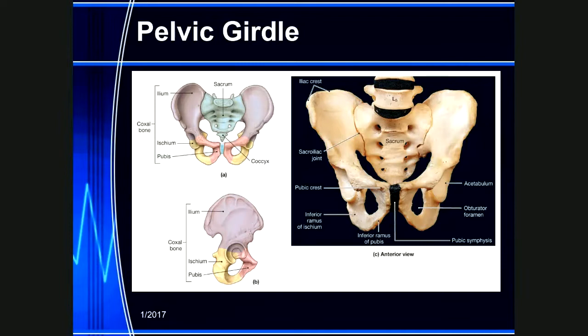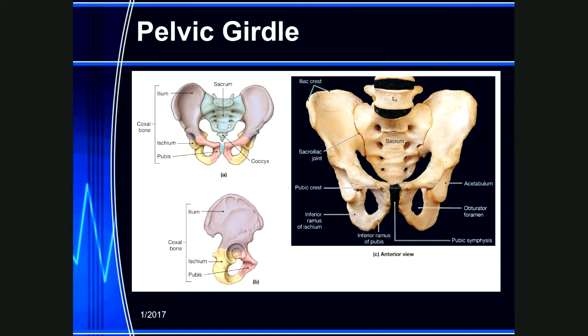The pelvic girdle, or the pelvis, commonly referred to as the hips. The pelvis contains bones that are fused together. The ilium, which is the superior bone, contains the iliac crest, which is the bony wings felt near the waistline.